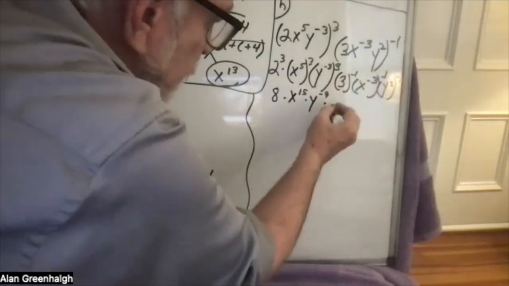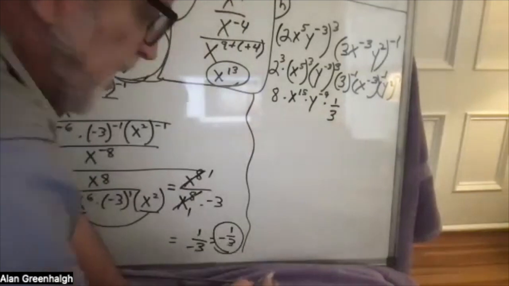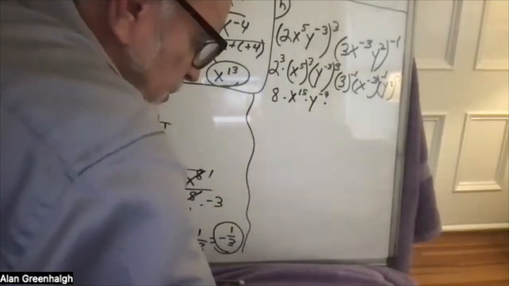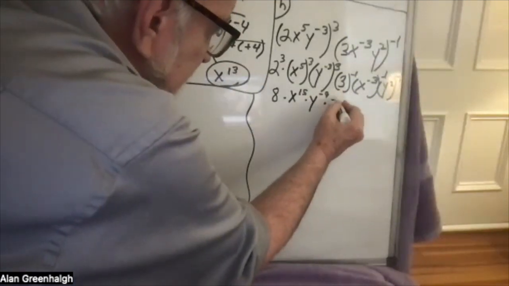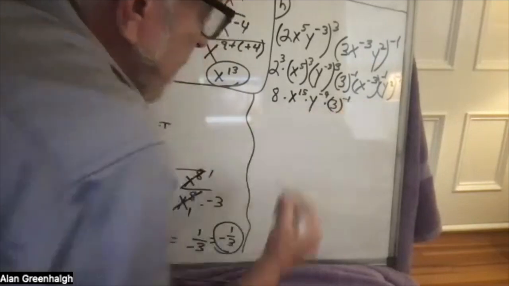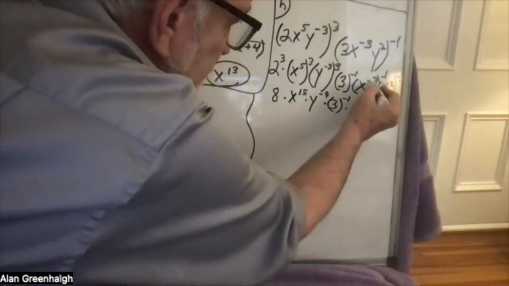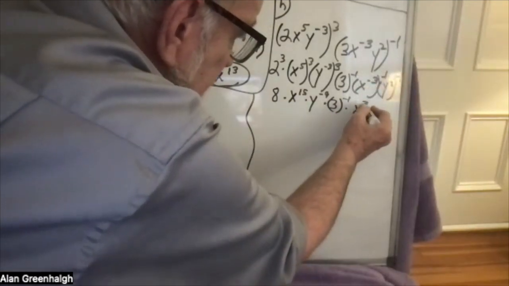3 to the negative 1 would be 1 over 3. Well, you know something? I wouldn't even do that. You know what I would do? Because somebody had a question about that yesterday. I'm going to leave this as 3 to the negative 1. And then make this x to the negative 3 raised to the negative 1 is x to the 3rd.